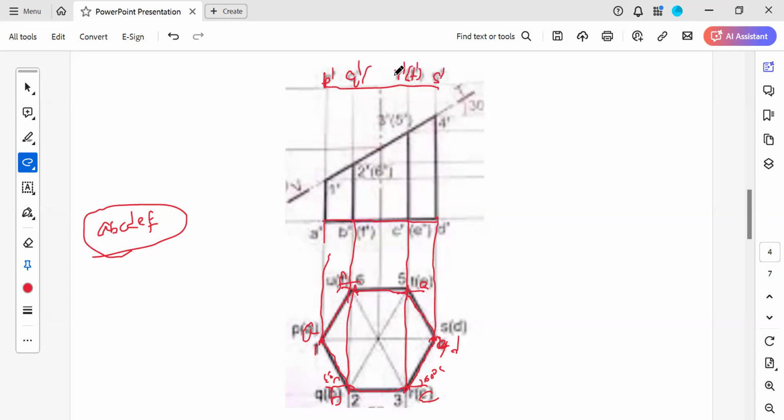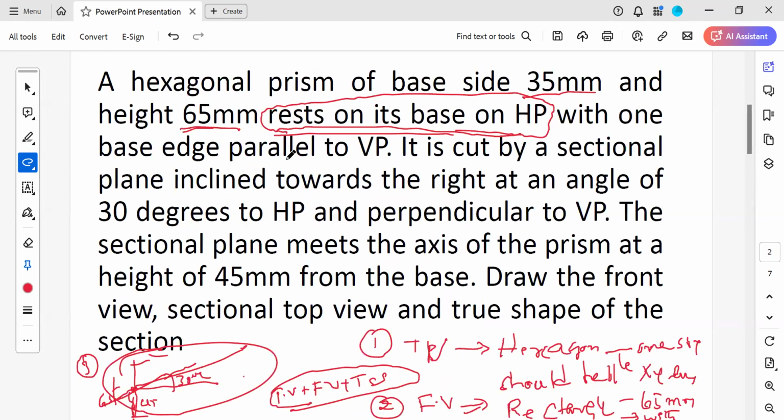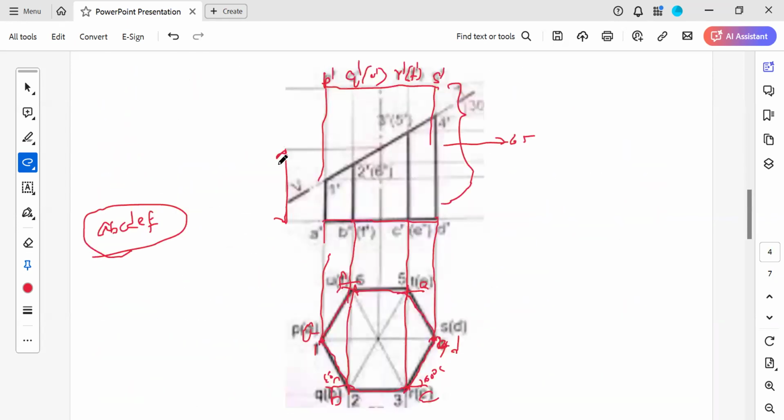Next one is T U dash. Like this, you will get the top view. This total height is 65 mm. Now you measure the length equal to 40. Height, no, 45 mm. So at a height of 45 mm, here you measure 30 degrees.